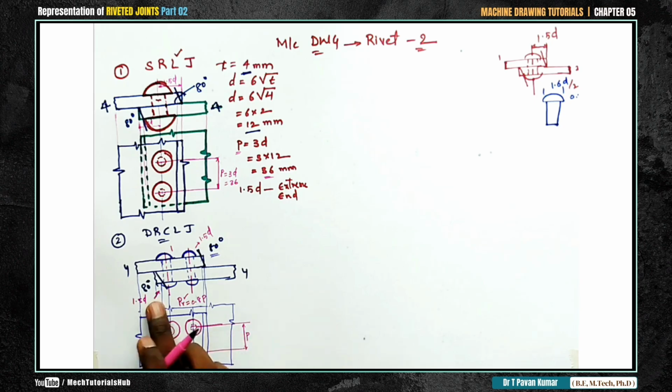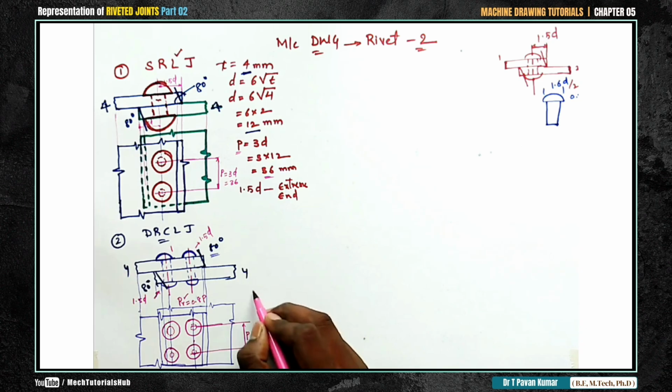Suppose the question is a zigzag. If the question is a zigzag one, almost all the things will remain same. Other than this, if you have two rivets at a distance of P, on the other row there will be one more rivet at a distance of P by 2, somewhere here. P by 2, one more rivet will be there. That is the reason zigzag will come this way.